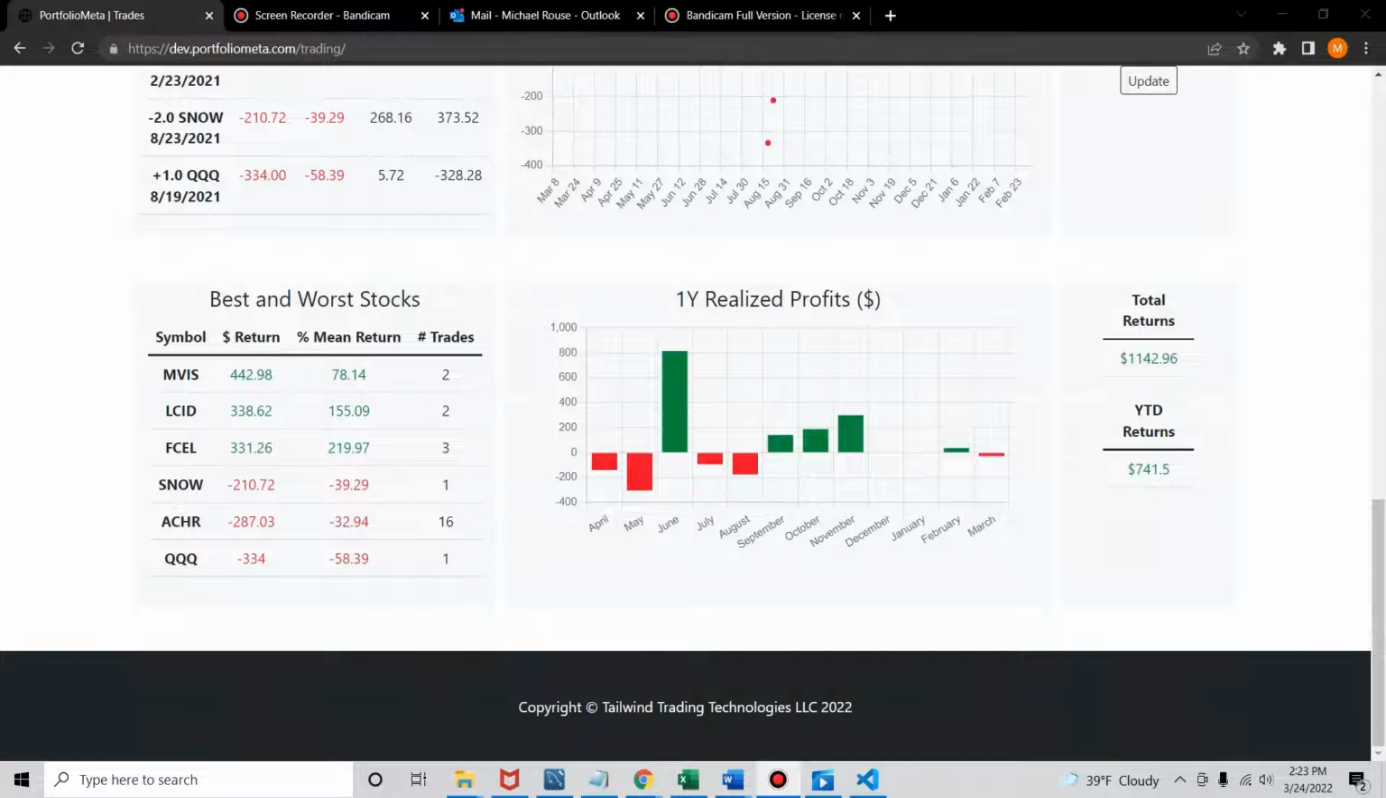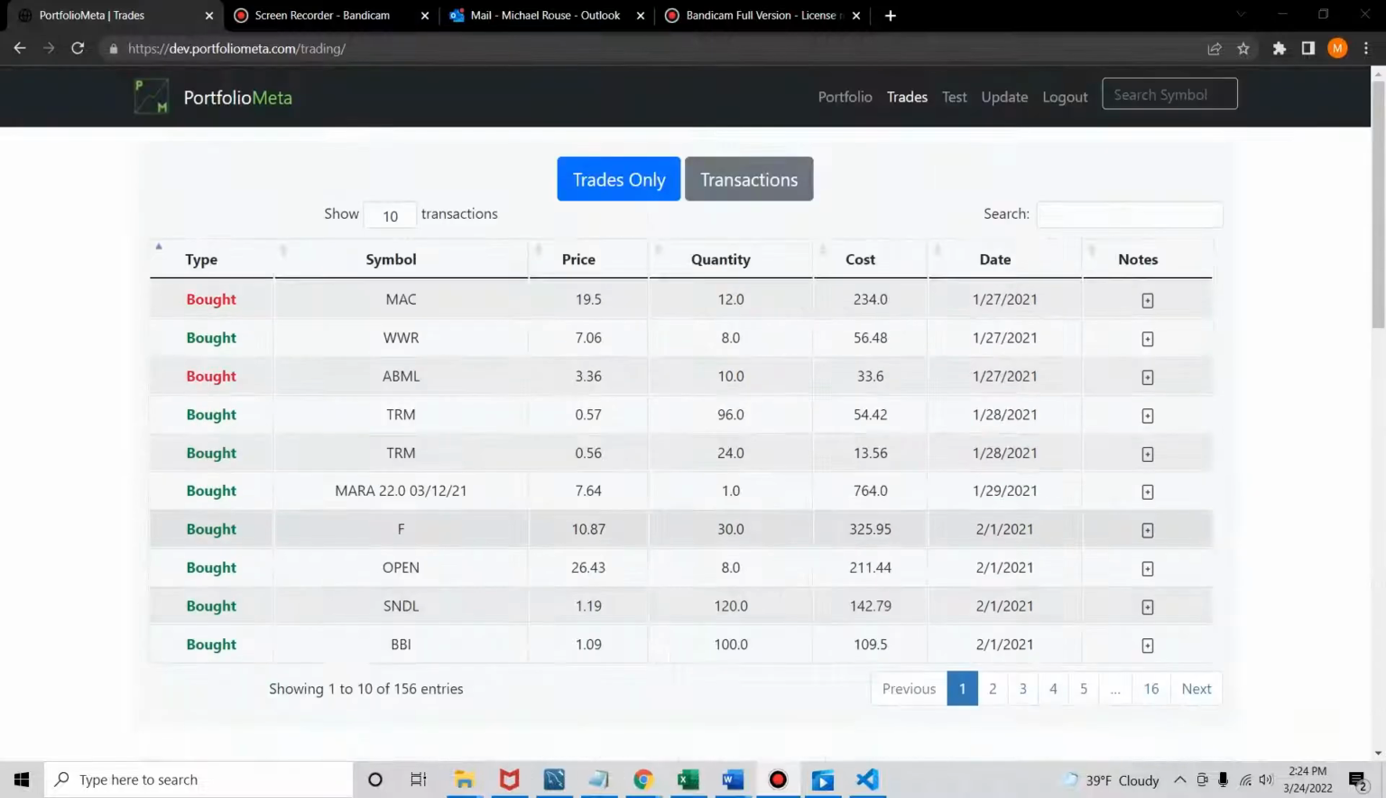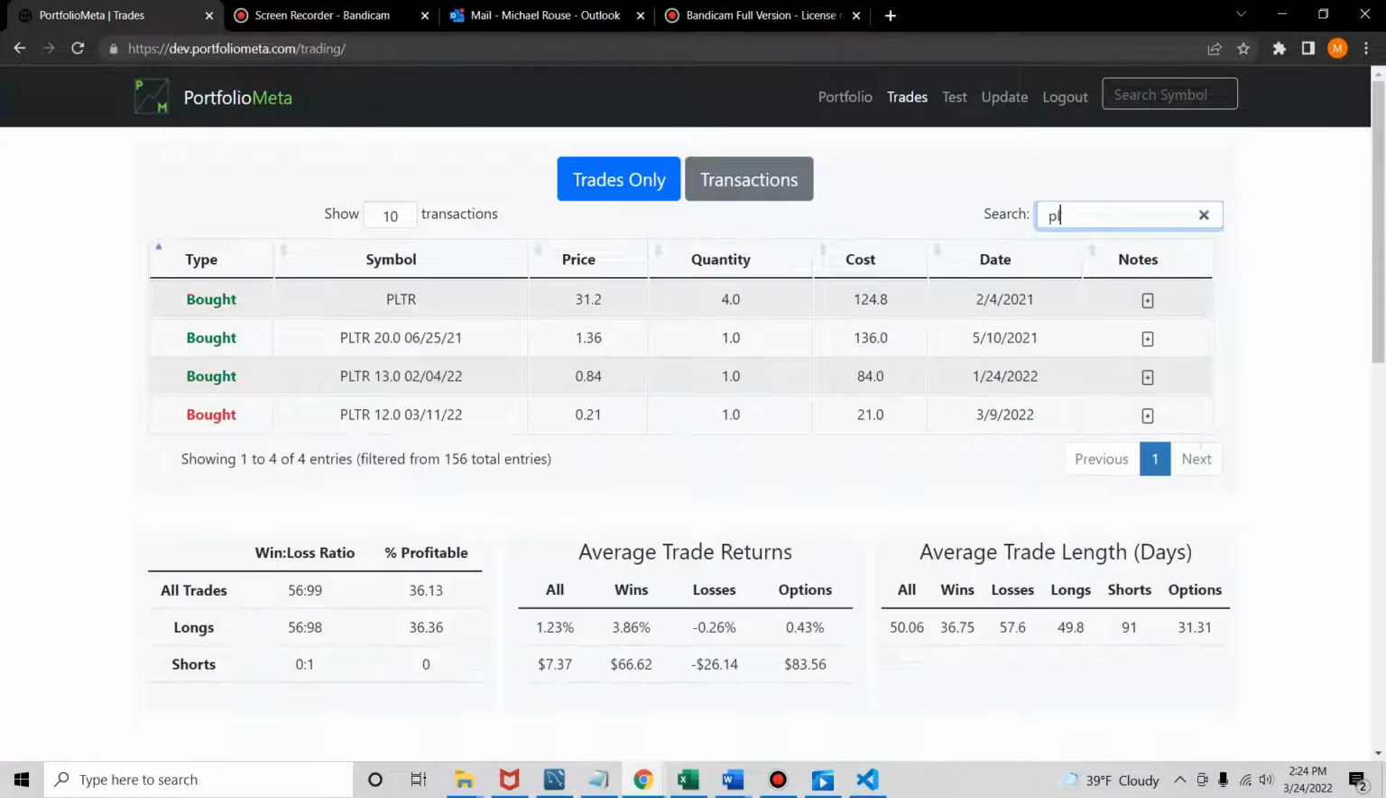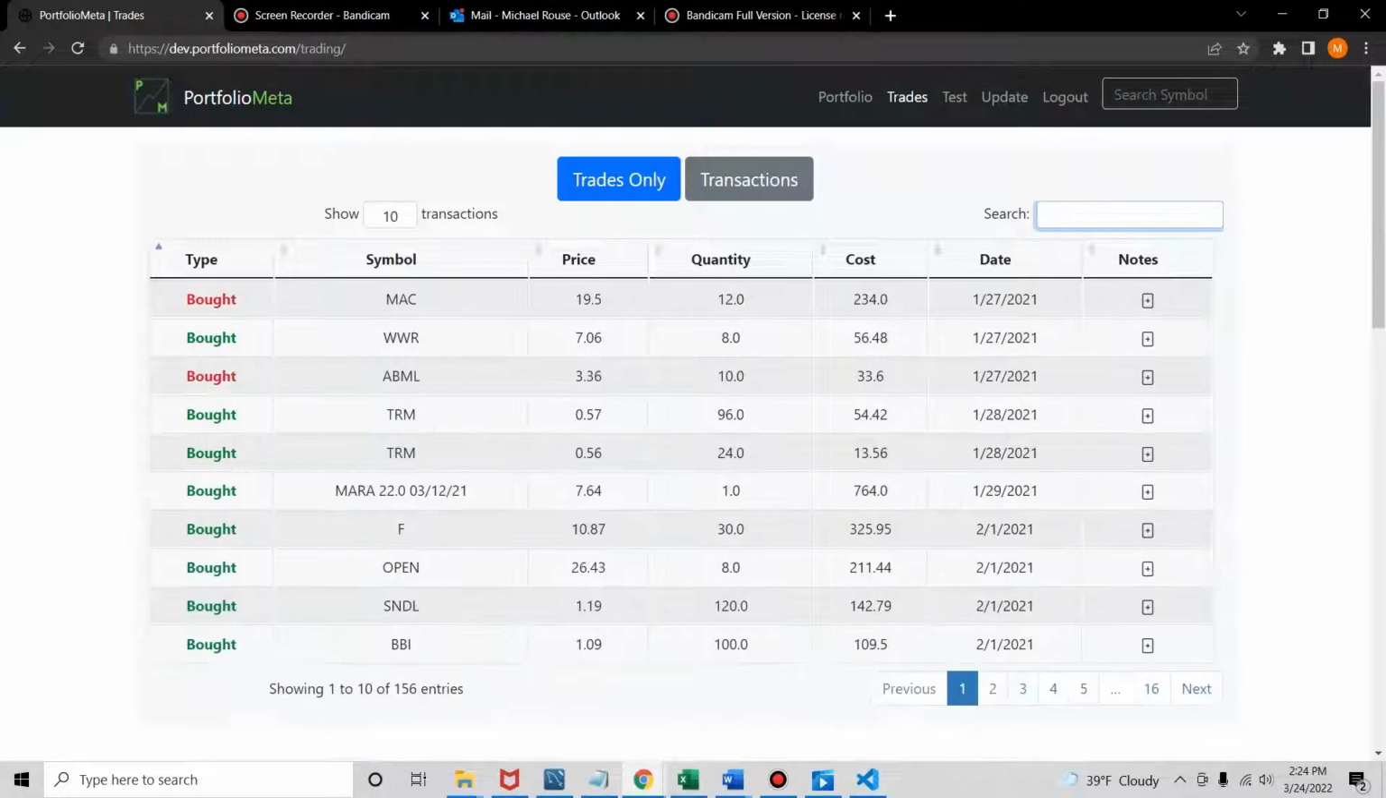And down here it shows you what stocks you have made the most money on and what stocks you have lost the most money on. And over here is just a bar chart showing you your 1 year realized profits broken down by month, your total returns, and your year-to-date returns as well. And this table can be searched as well. So if you're just looking for a particular ticker, you just search for it, and it's really easy to find.